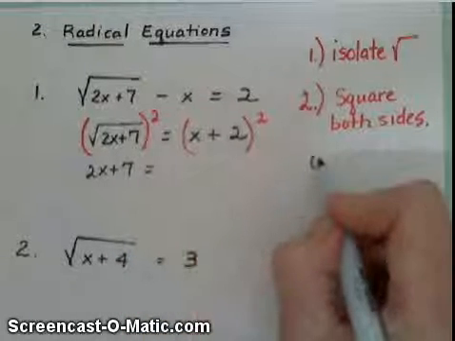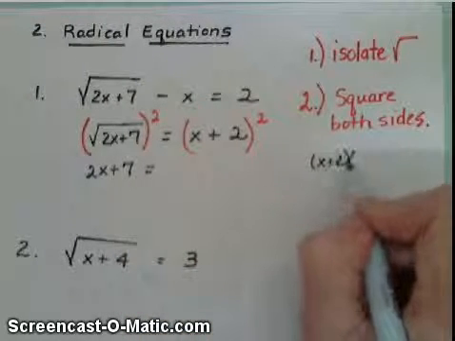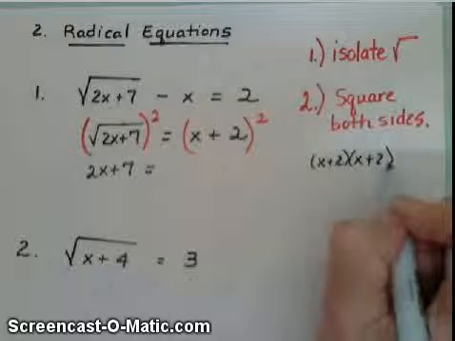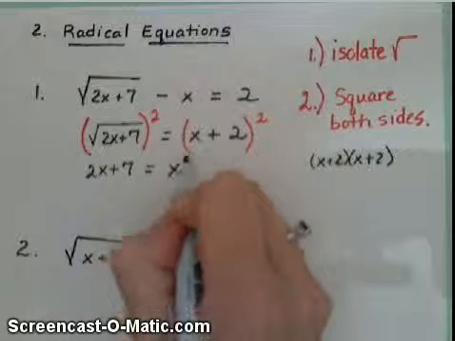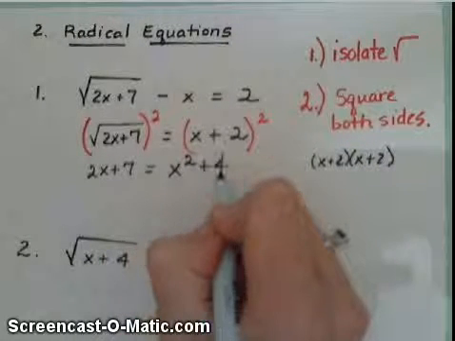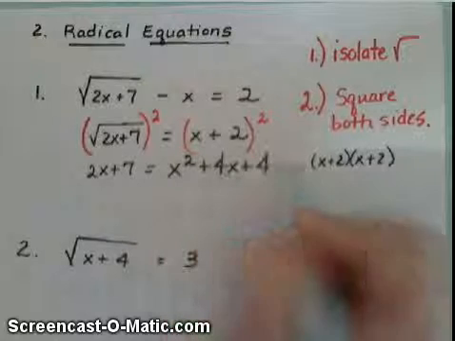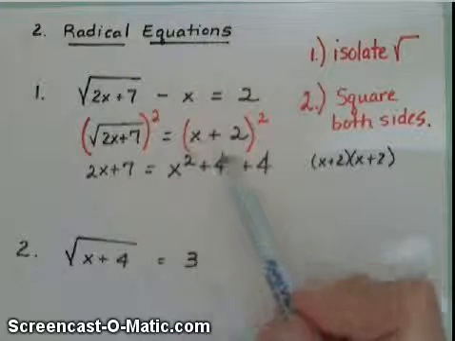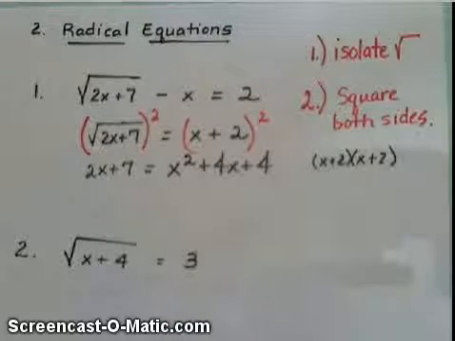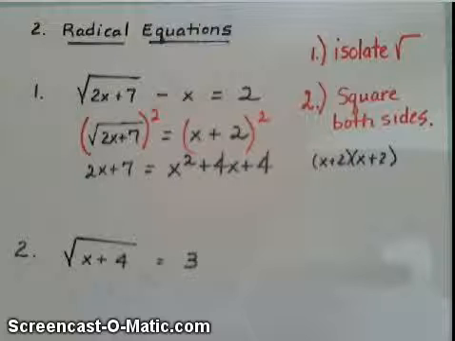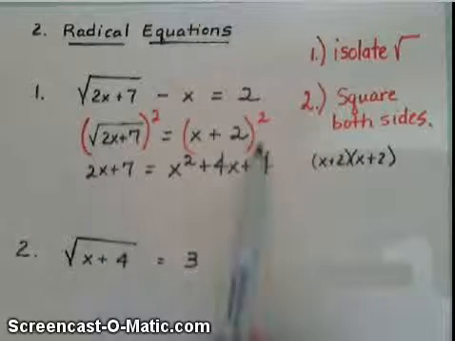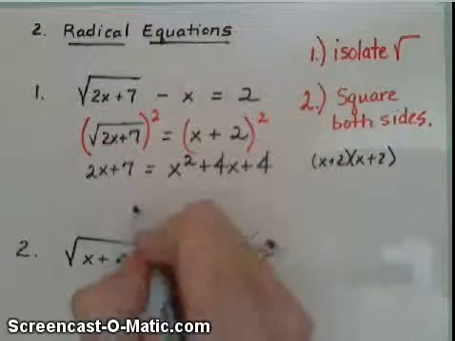This is (x + 2)(x + 2), and you should know that pattern by heart, but I know some of you don't. x squared + 4x + 4. This is square the first, double the product, square the last. Now, once you've done that, notice you've gotten rid of all of the symbols. So now it becomes this.